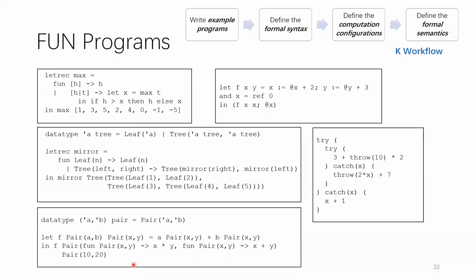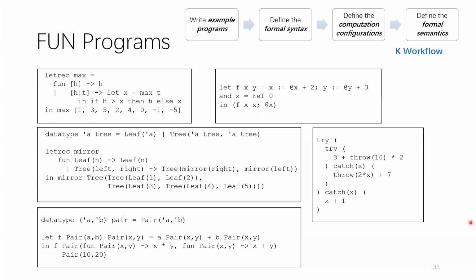So for example, here we apply f on this pair. The result would be we calculate the sum of 10 times 20 and 10 plus 20, right? Because we'll apply these two functions on a pair respectively and calculate the sum of the results. So the result for this program will be 230.